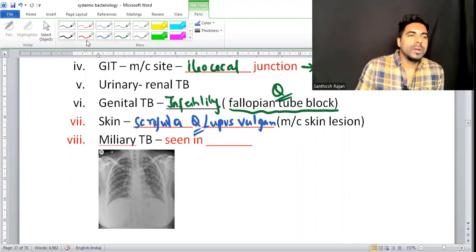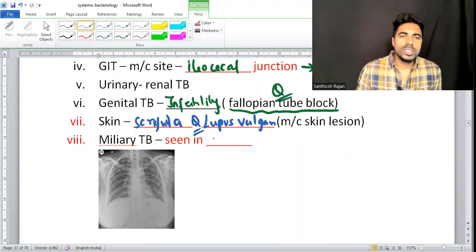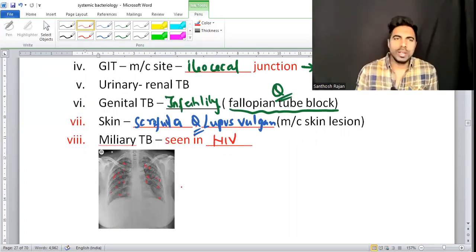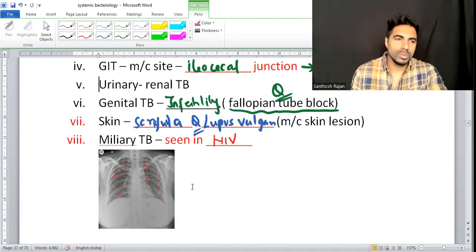Then miliary TB. What is miliary TB? Miliary TB is usually seen in which patient? HIV patients. It's usually scattered everywhere, meaning severely spread, like small seeds. It's a rapidly spreading, disseminated form of TB. That's miliary TB, which is common in HIV patients. So these are the frequently asked questions in your microbiology of tuberculosis.